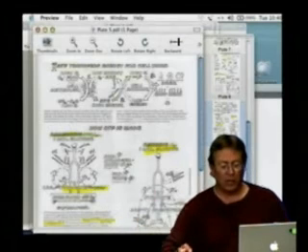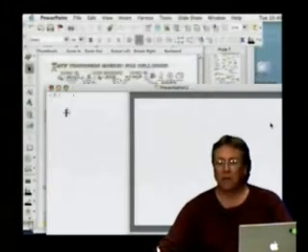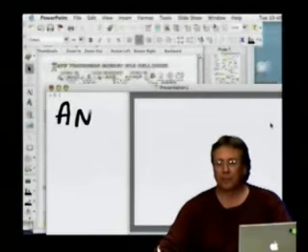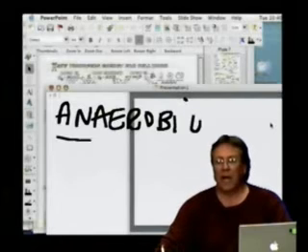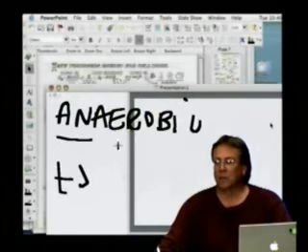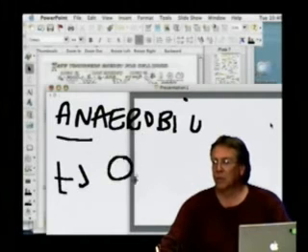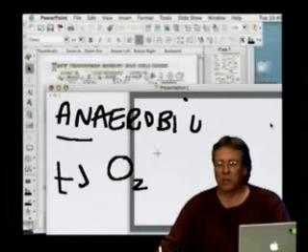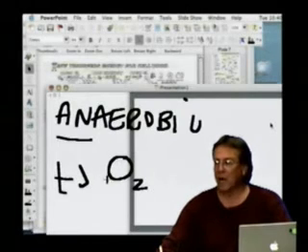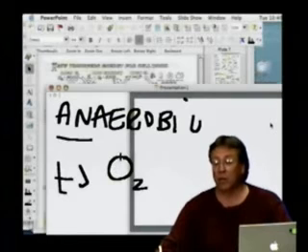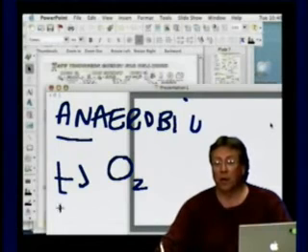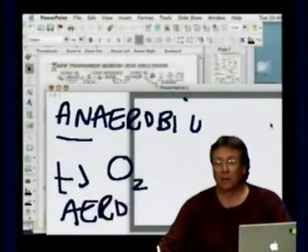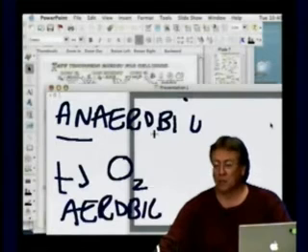One component of the physiology is anaerobic. An means without, and anaerobic means without oxygen. So anaerobic metabolic processes function in the absence of oxygen. This is probably the most evolutionarily primitive type of metabolism. And then we saw the evolution of aerobic, or oxygen demanding.